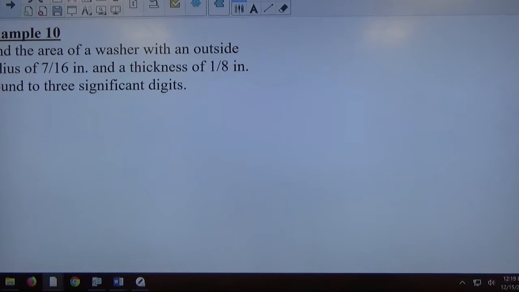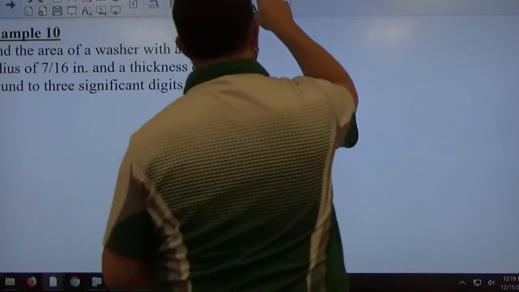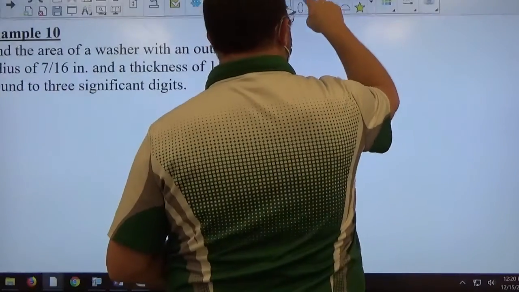Okay, example 10. Find the area of a washer with an outside radius of 7/16 inch and a thickness of 1/8 inch. Round to 3 significant digits. All right, so you guys know what a washer is, right? Yeah.